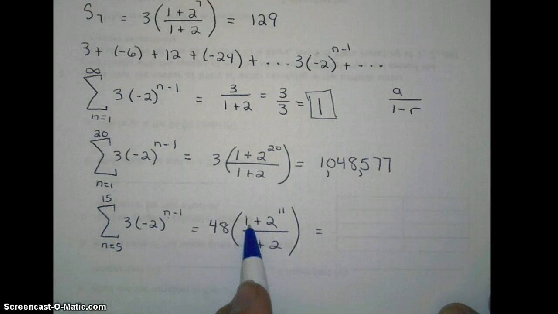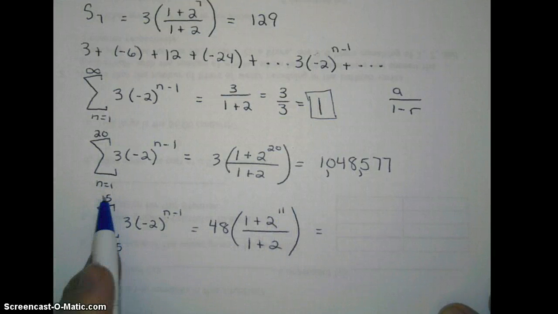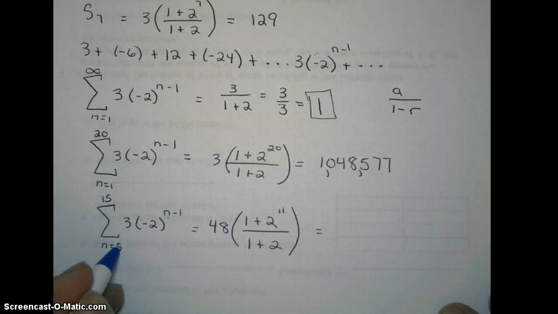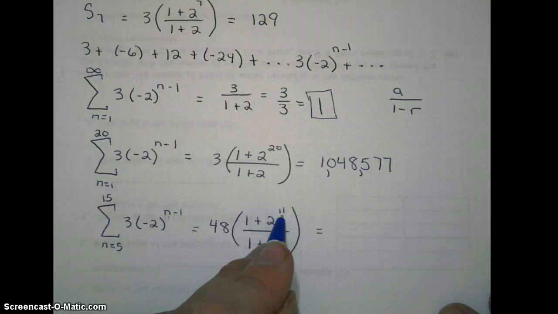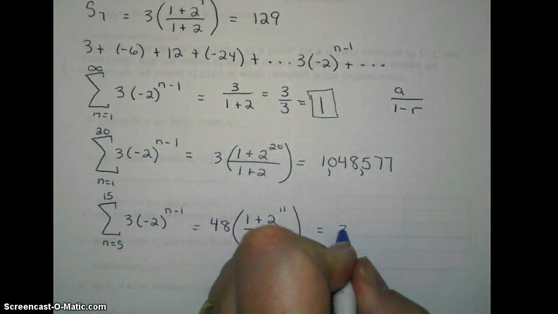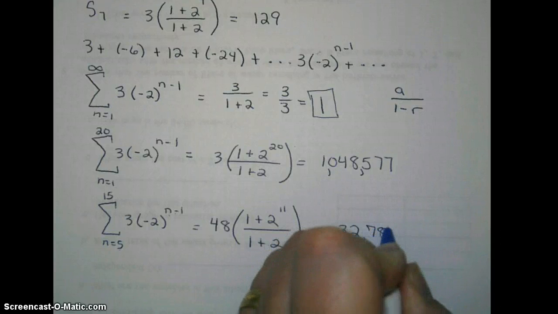Okay, again, using the formula, 1 plus 2 to the 11th. Now, to get n, we have to know how many terms we're summing. So what we do is we take 15 minus 5, which is 10, plus 1 for the fifth term is 11, divided by 1 plus 2. And plugging that into our calculator, 32,784.